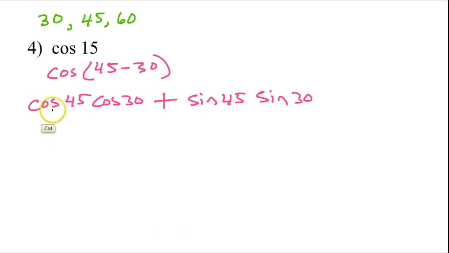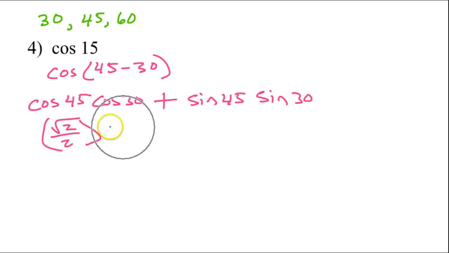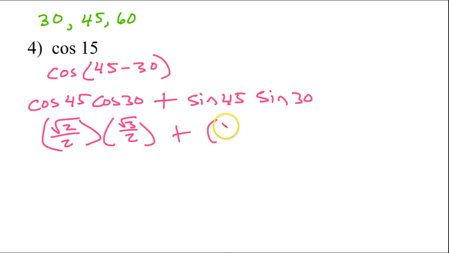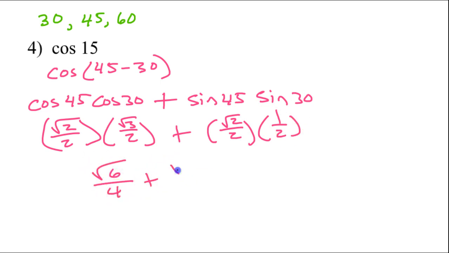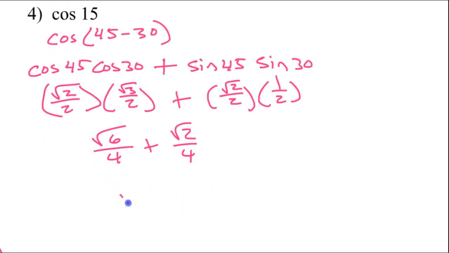Now, we have memorized all of these values. So cosine of 45 is radical 2 over 2. Cosine of 30 is radical 3 over 2. Sine of 45 is radical 2 over 2. And sine of 30 is 1/2. So that's going to be radical 6 over 4 plus radical 2 over 4. So the final answer is going to be radical 6 plus radical 2 over 4.